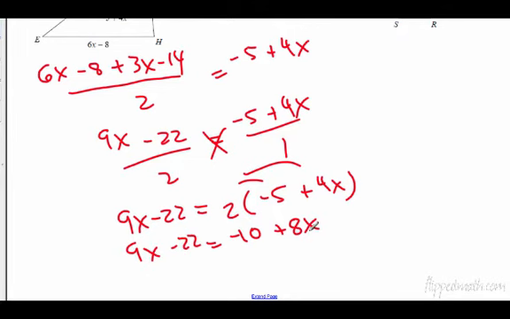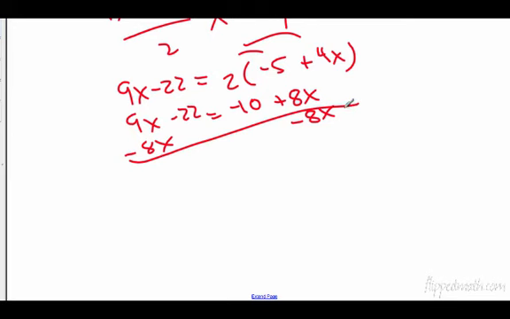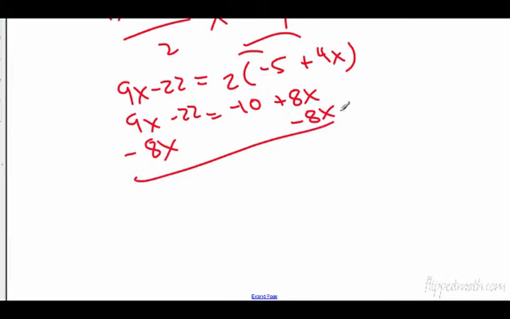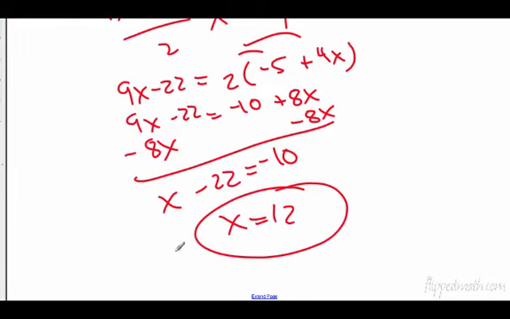We get 9x minus 22. This is actually easier than you thought to solve because you subtract 8x. You get more room on the page. Hope you got a long piece of paper. And what do we get? x minus 22 equals negative 10. Add 22 to both sides. x is 12.